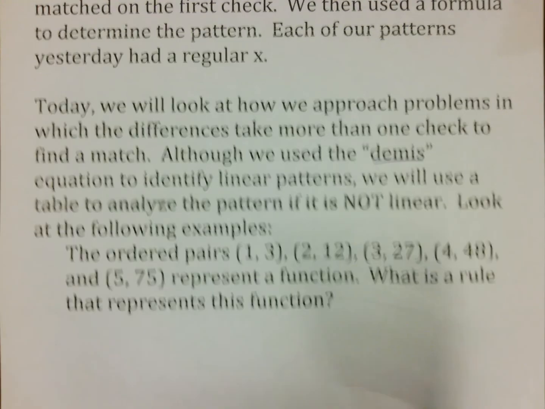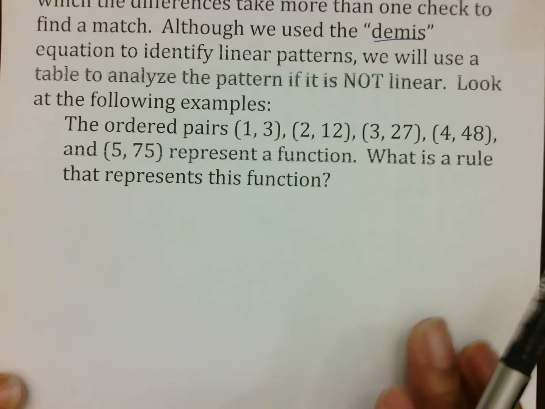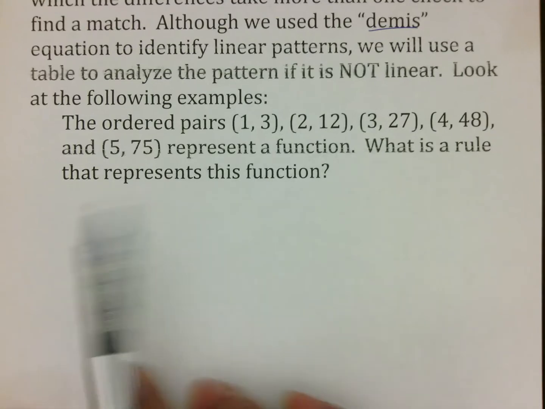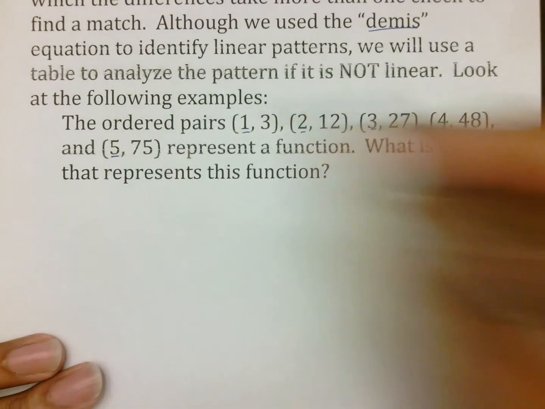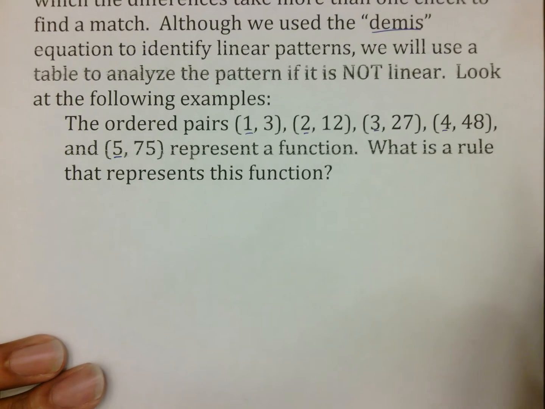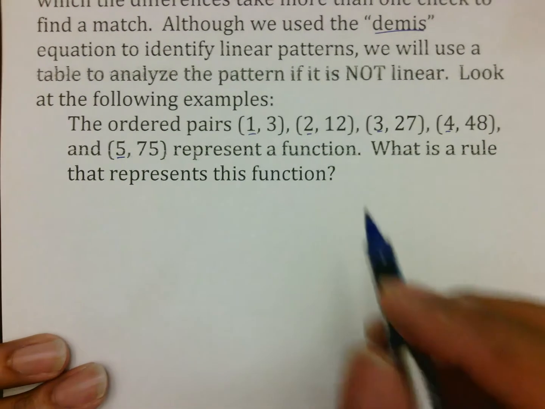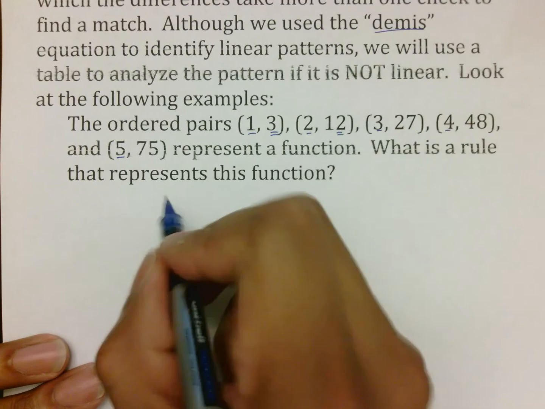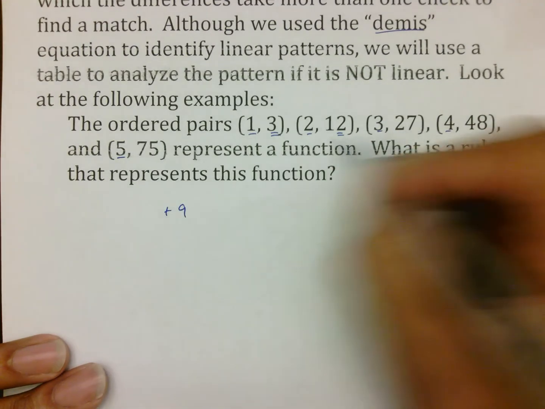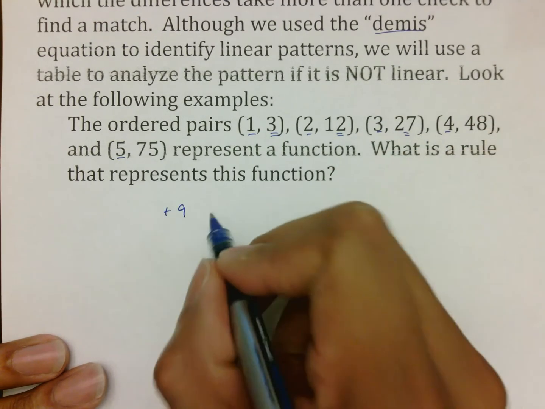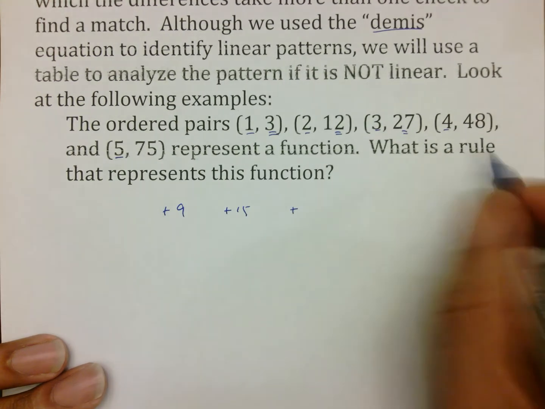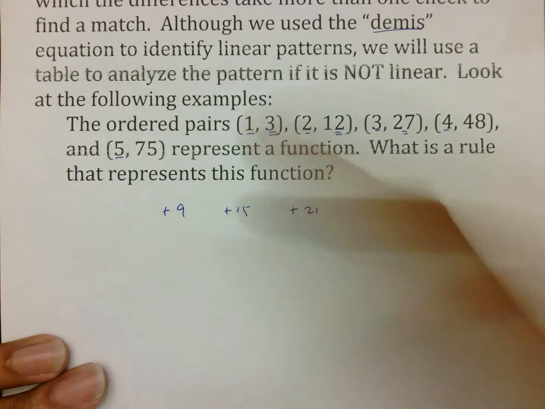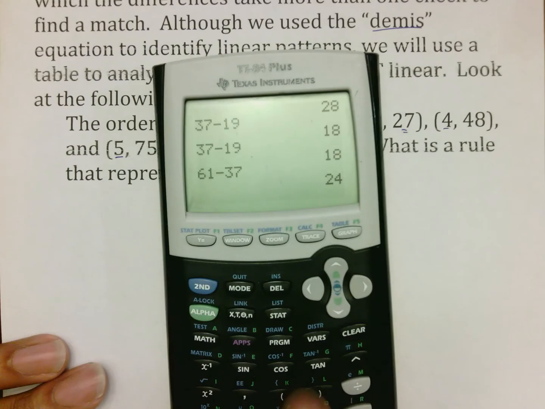Looking at the following example real fast before we go to work. The ordered pairs 1, 3, 2, 12, and so on represent a function. What is the rule that represents the function? First, again, we want to make sure that these are increasing by 1, because if they aren't, then we can't safely check the differences of the dependent variable, but they do go up by 1. So looking at 3 to 12, that is plus 9. Looking at 12 to 27, that is plus 15. 27 to 48 is plus 21. And then 48 to 75, if you're not sure, do second number minus first number, is plus 27.